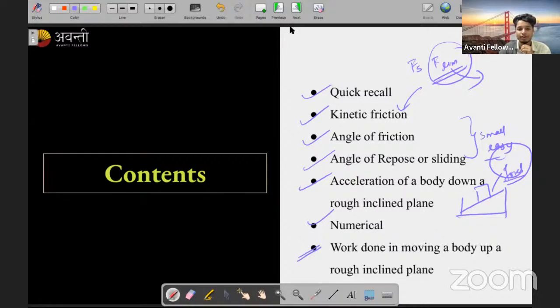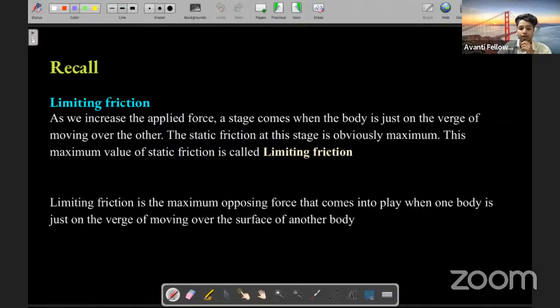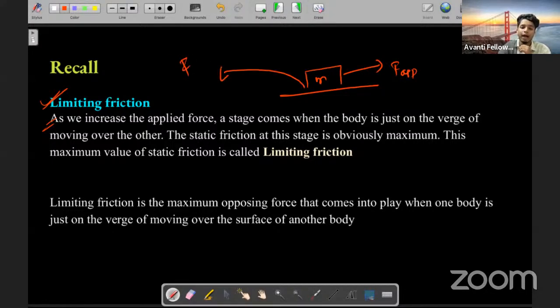Good evening, Uttarakhand students. Now, talking about what we studied in the last class, students. In the last class, we were talking about limiting friction, where we said that as we increase the applied force, there was this mass and there was this applied force that we were applying. We talked about the maximum static friction, and this was called the limiting friction.